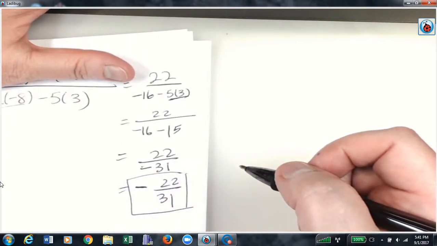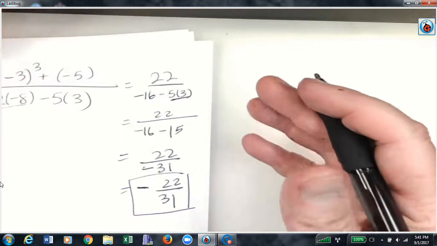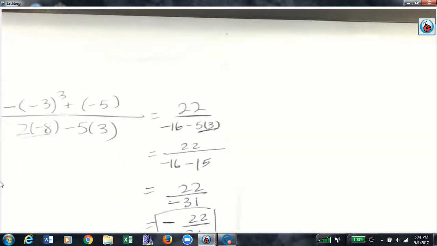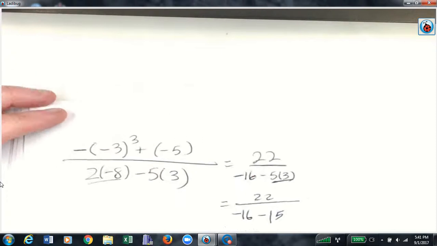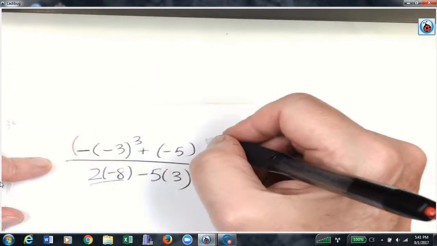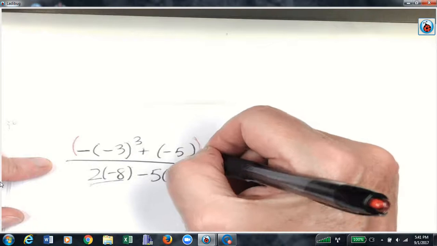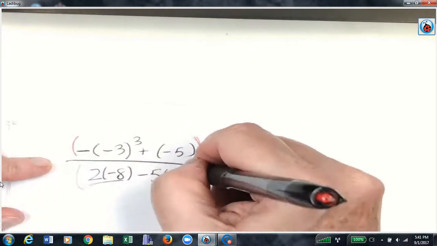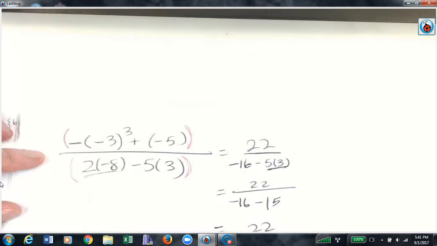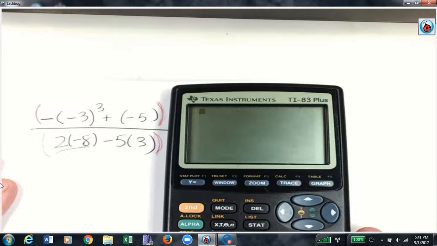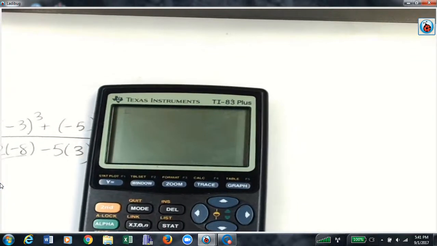Okay. And again, we could have gotten there with the graphing calculator. The only thing you've got to remember in a fraction, you've got to do the numerator separately. So you have to put it inside parentheses, and then the denominator separately. So let's see how that would go on a calculator.